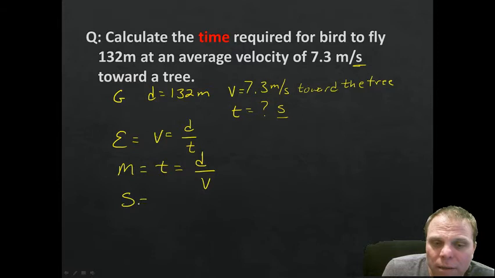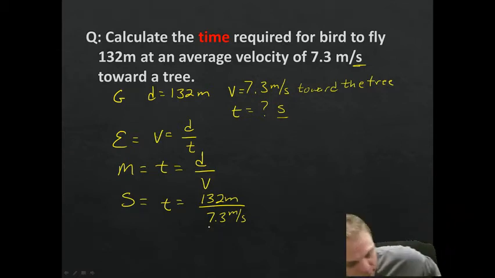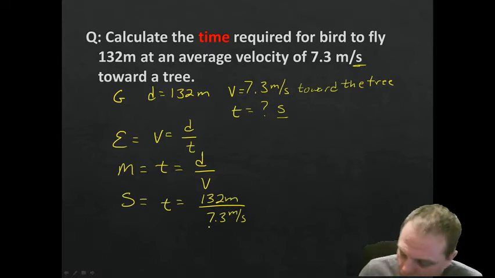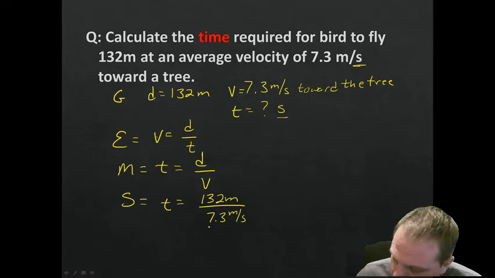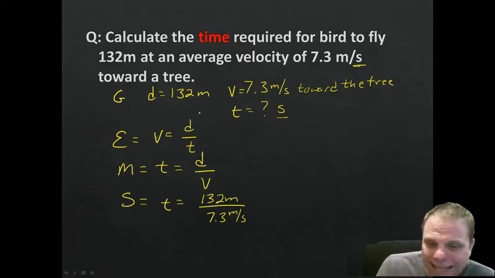So now let's plug it in, substitute. Time is equal to 132 meters divided by 7.3 meters per second. All right, so now we go on to that next step. We divide those two out. Let me get my calculator out real quick. And let's see what we get here. 132 divided by 7.3 is going to give us 18.